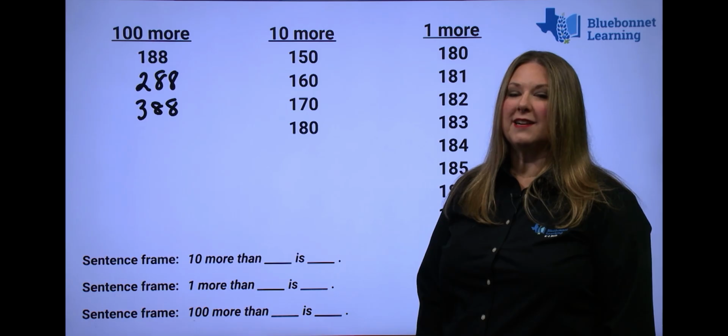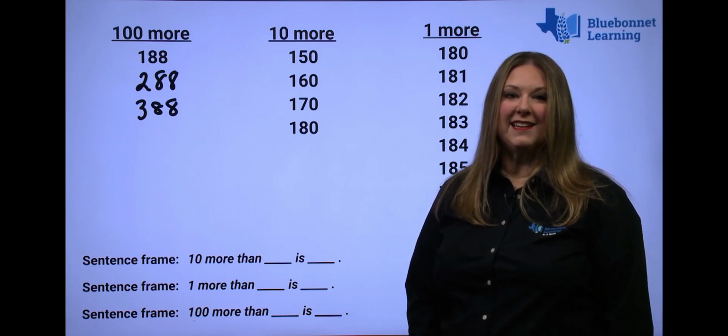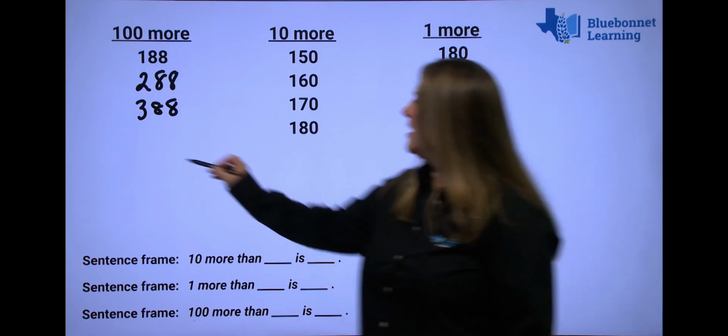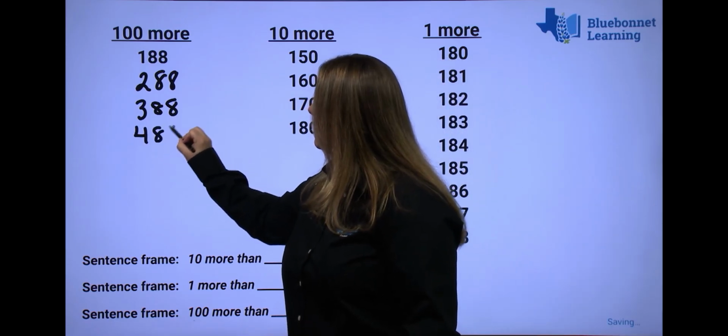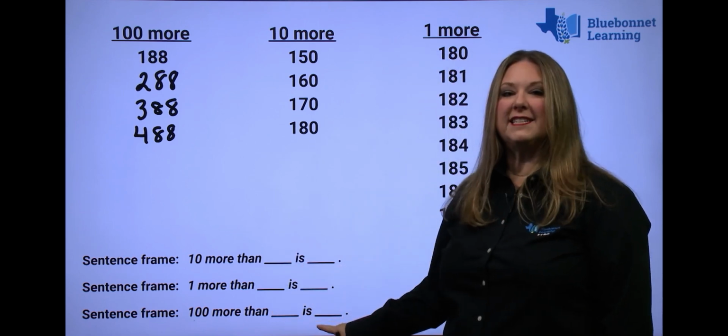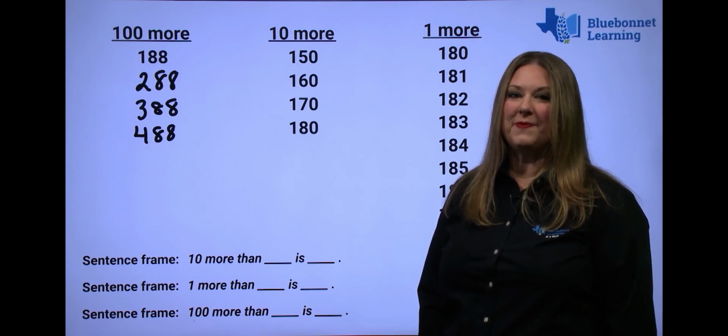Let's do one more. Add one more hundreds place value disc. What number do you have now? Good, 488. Turn to your partner and whisper our sentence frame showing what we just did. Nice job.